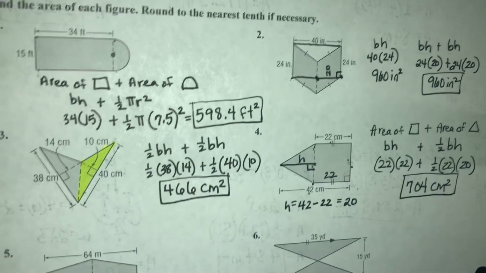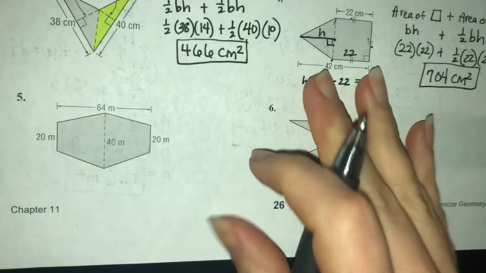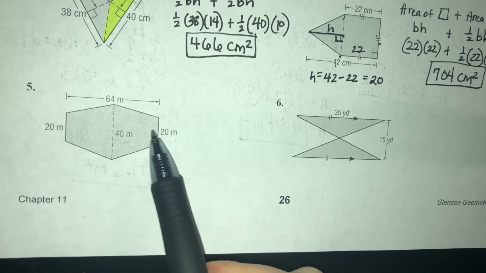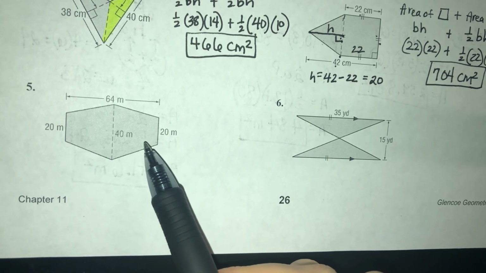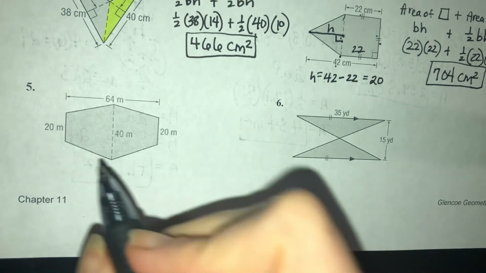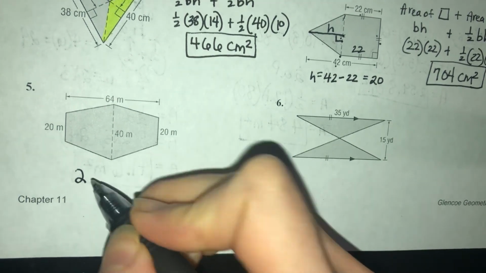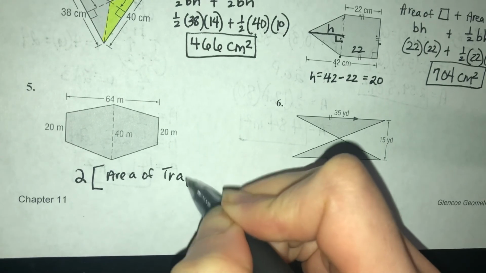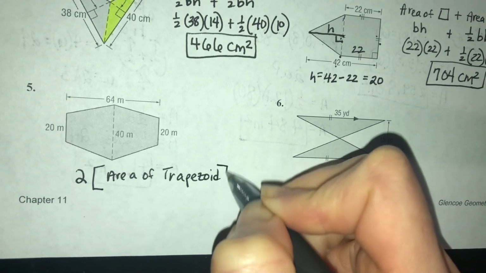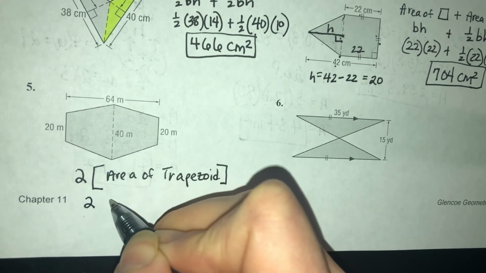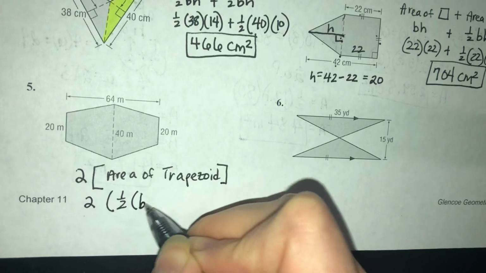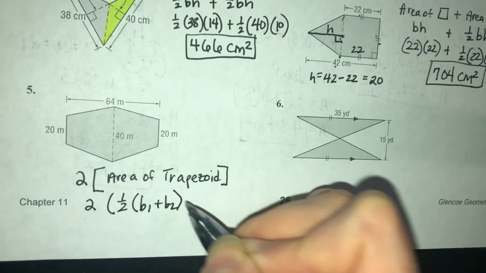All right. Number 5. On number 5, we have 2 quadrilaterals. Do you remember what the names of these quadrilaterals are? These are trapezoids. So we're going to do 2 times the area of the trapezoid. And the area of a trapezoid formula is on your geometry formula chart. We've learned it recently. 1/2 times base 1 plus base 2 times the height.